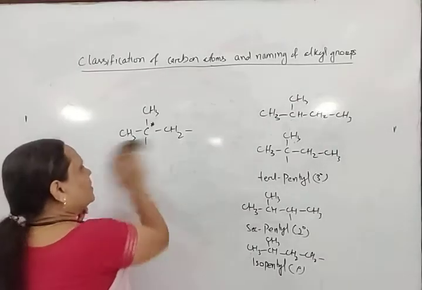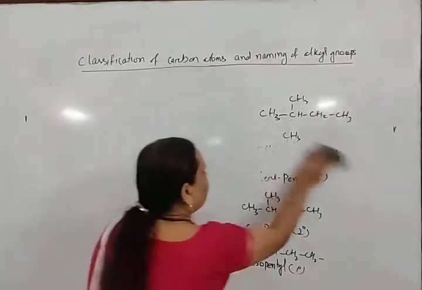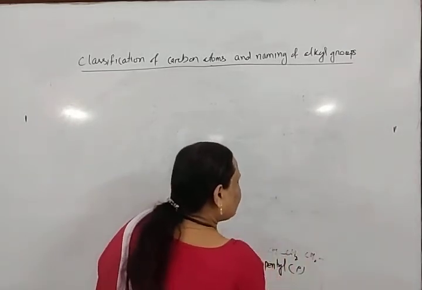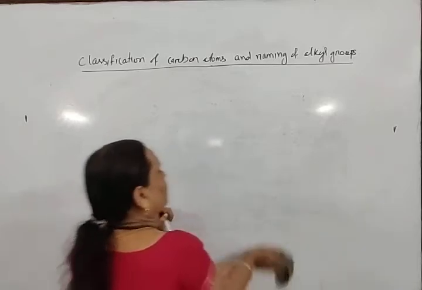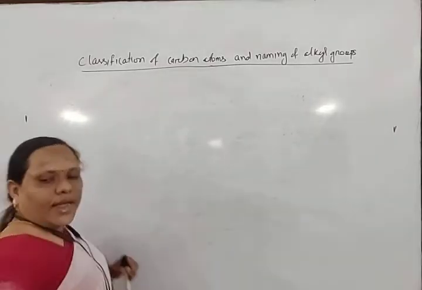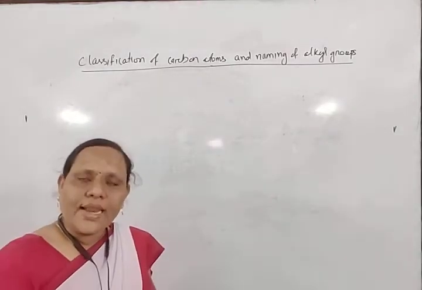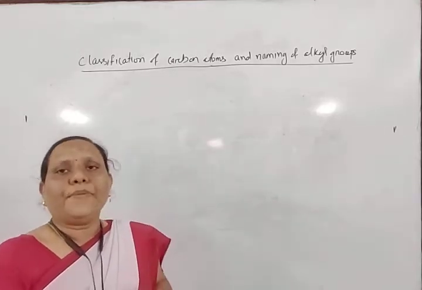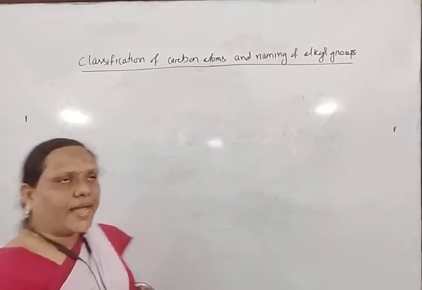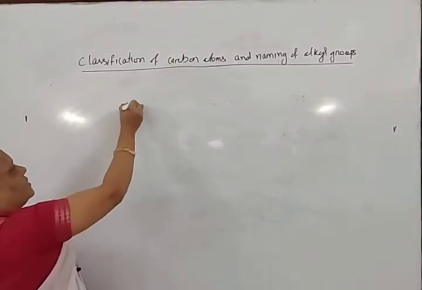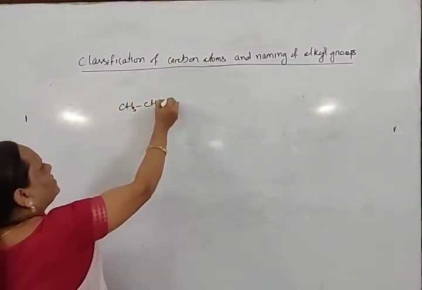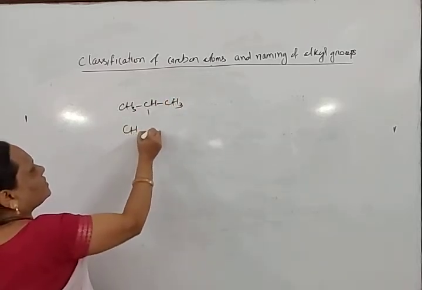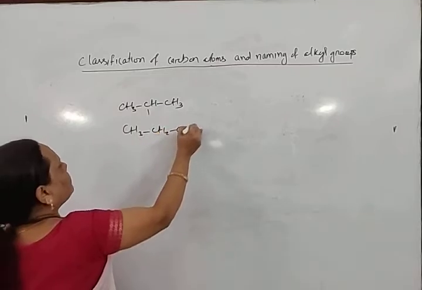Next, how to name these alkyl groups. Again, you know methyl means from methane one hydrogen is removed. If from ethane one hydrogen is removed, that is known as ethyl. If from propane one hydrogen is removed, that is known as propyl. And propyl is of two types. One is CH3, CH2, CH2, and another is CH3, CH, CH3.